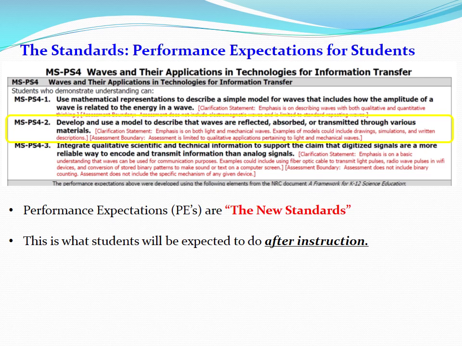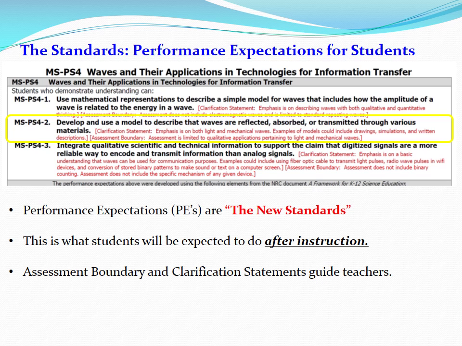This is what your students are going to be expected to do after your unit of instruction. So in this case, the one that I've highlighted says that students are expected to develop and use a model to describe that waves are reflected, absorbed, or transmitted through various materials. So what is the standard? The expectation that students will be able to develop and use a model. And the purpose of the model is to describe the ways in which waves are reflected, absorbed, and transmitted through various materials. It's a pretty complicated standard.